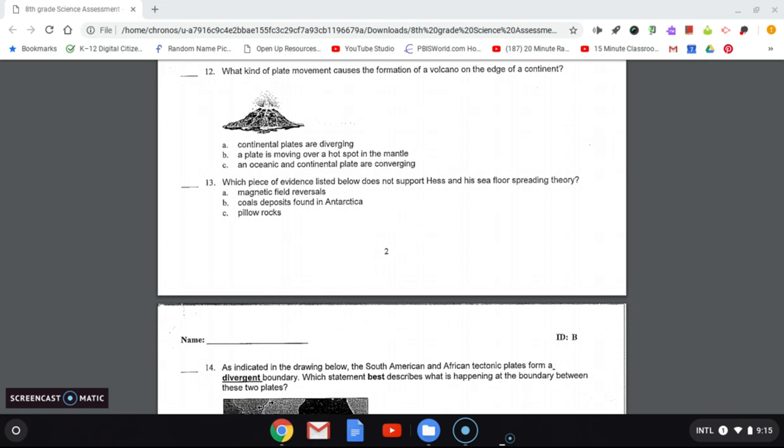Number 13, what piece of evidence listed below does not support Hess and his sea-floor spreading theory? A, magnetic field reversals. B, coal deposits found in Antarctica. Or C, pillow rocks?